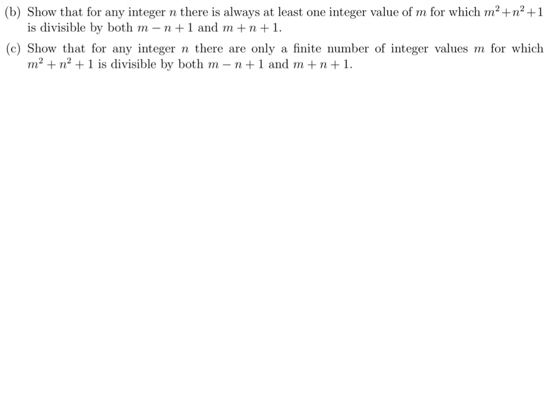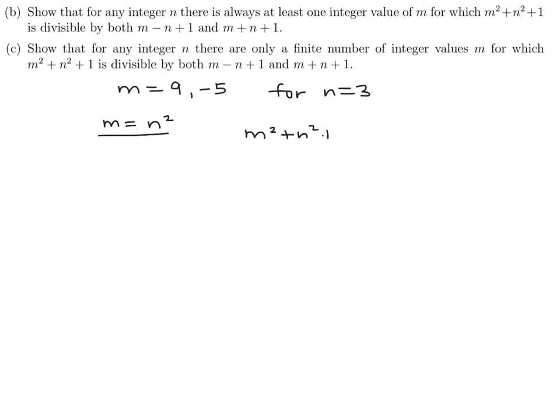All right. In the previous part, if you remember, just 10 seconds ago, we got m is equal to 9 and negative 5. And that was when n was equal to 3, correct? So that makes me think that there might be some relationship here. If I use 9 and 3, I have m equal to n squared, correct? Since m is 9, n is 3. So let's consider this. Let's use this. M squared plus n squared plus 1, therefore, would become n to the power 4 plus n squared plus 1, if I make this substitution.